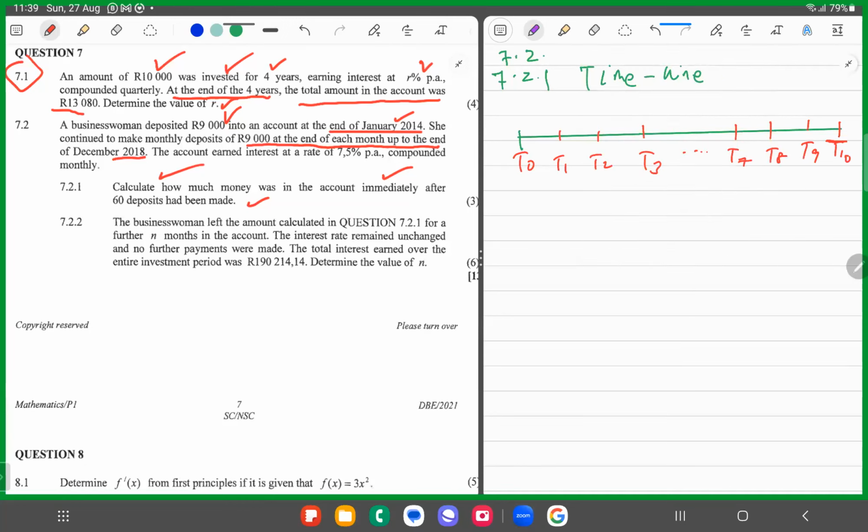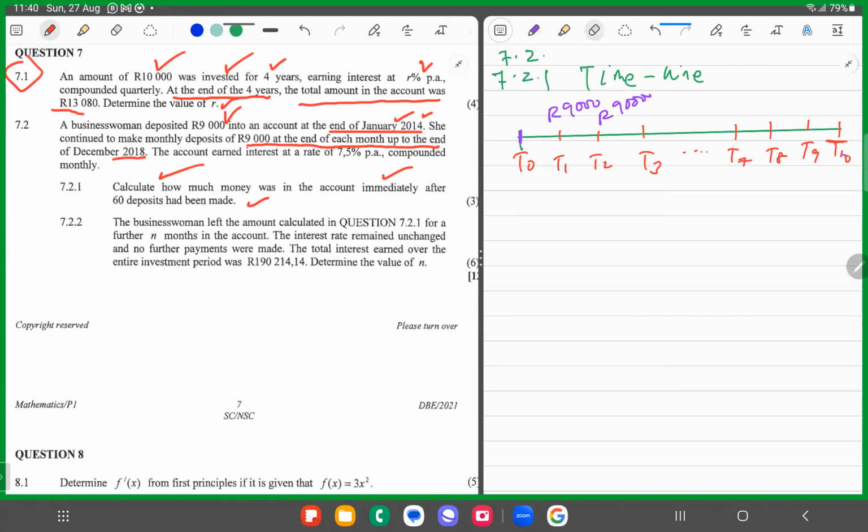Right, so a businesswoman deposited into an account at the end of January 2014. In other words, if this timeline represents the months, you have the start of everything, and then at the end of January, 9,000 was deposited. You continue to make the monthly deposit of 9,000 at the end of each month. So February started, and at the end of February, 9,000 was deposited. And this continued.